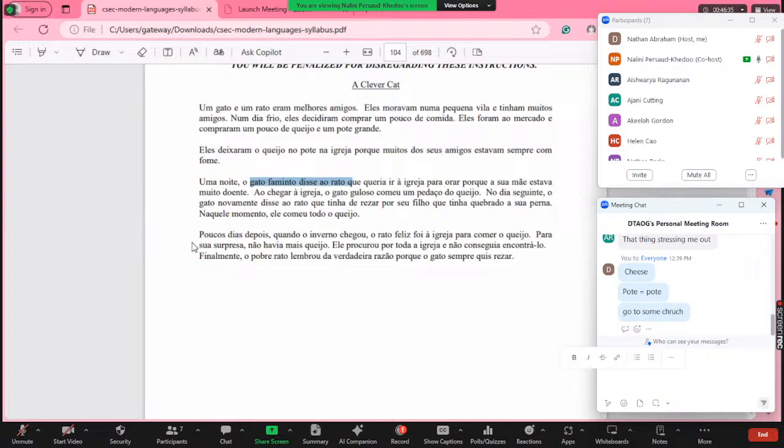So, okay, a few days later, when winter arrived, the rat was happy. He went into the church to eat the cheese, but to his surprise, there was no more cheese. Then he would have remembered what the cat did and why the cat would have lied to him to go into the church.